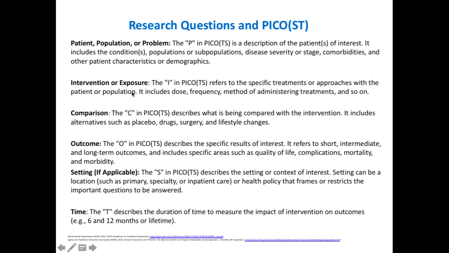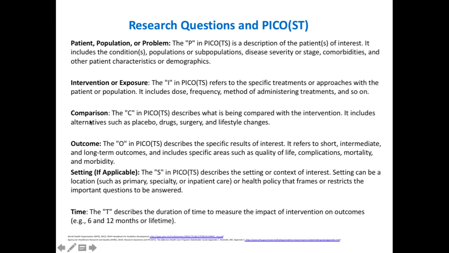I stands for intervention, which refers to the specific treatment or approaches with the patient or population. For example, it includes the dosage, frequency, method of administering treatment, and so on. It could also be a policy, for example, a smoking ban in the building.